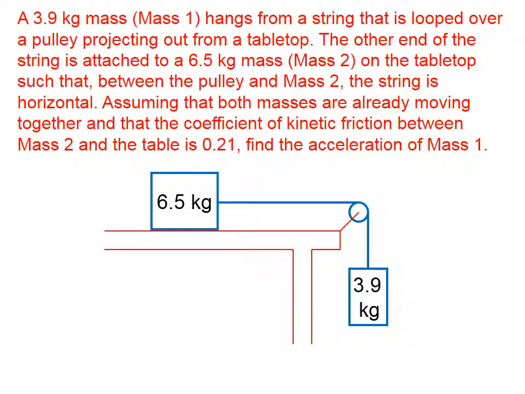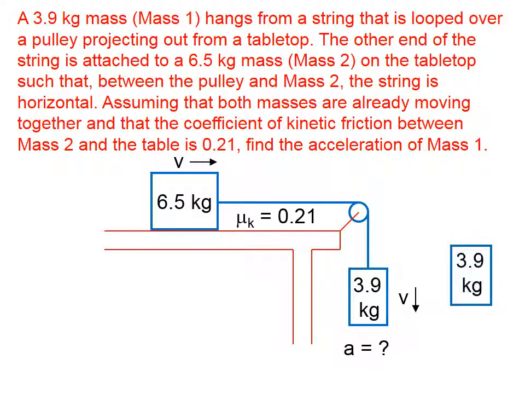Assuming that both masses are already moving together, and that the coefficient of kinetic friction between mass 2 and the table is 0.21, find the acceleration of mass 1. So let's draw a free body diagram for mass number 1. There's the mass. We have a weight.